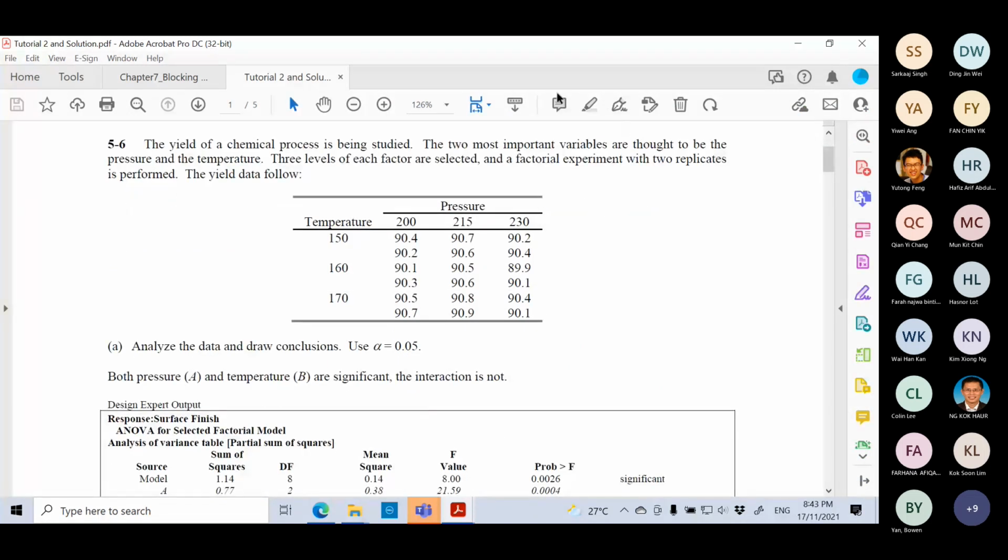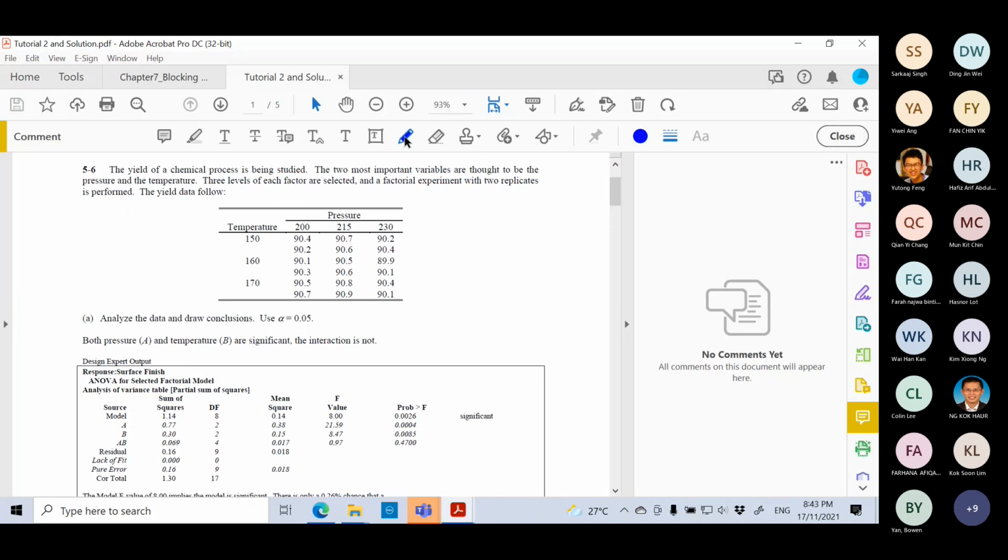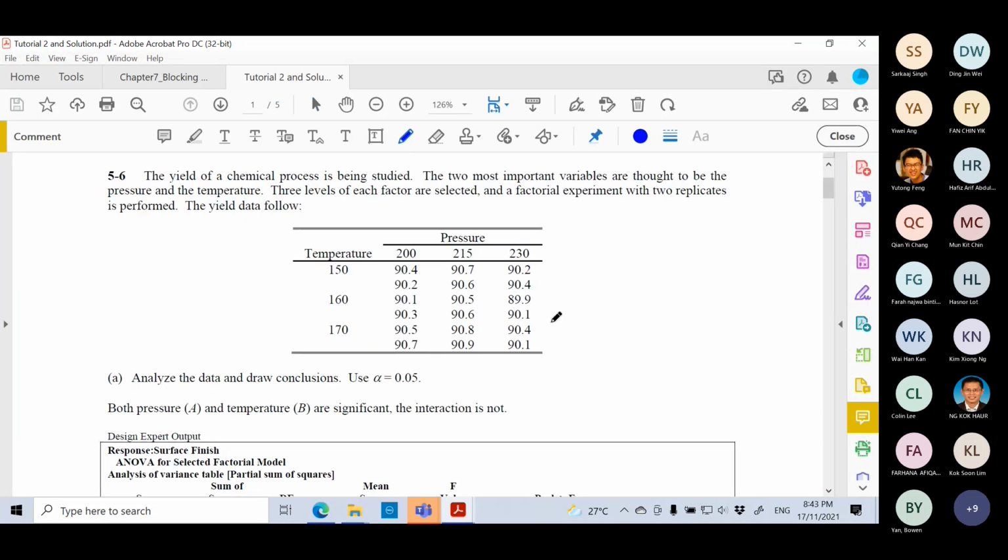In this, the temperature is the first factor, and then the pressure. The temperature consists of a equal to 3 levels, using our usual notation. For the pressure, we use the notation b, so b is equal to 3 levels. There are two observations here, so we use the notation n equal to 2. They repeat 2 times.